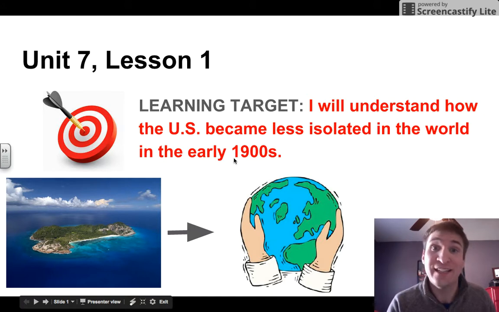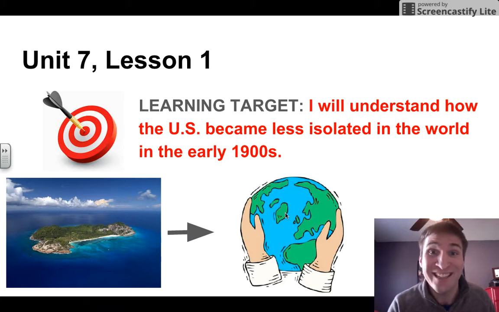Before the early 1900s, the U.S. was basically on an island, and they start to open themselves up to the world by entering World War I, by trading with other continents. Lesson 1 explains how.